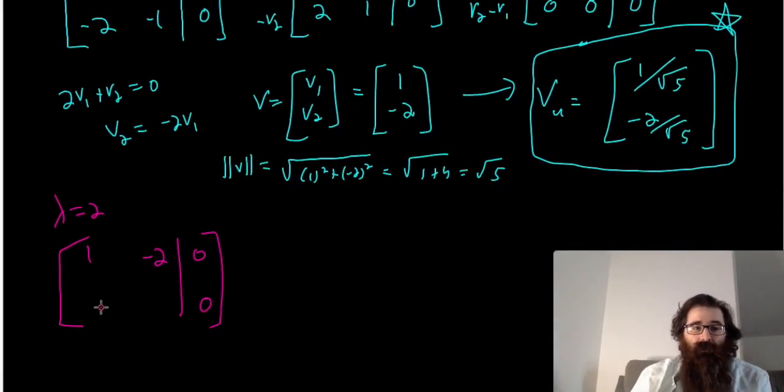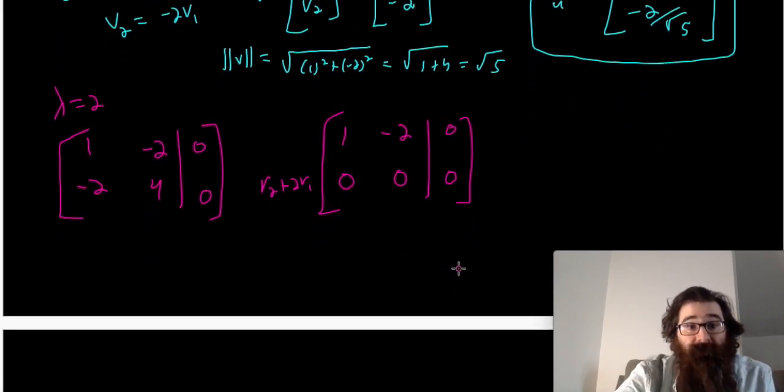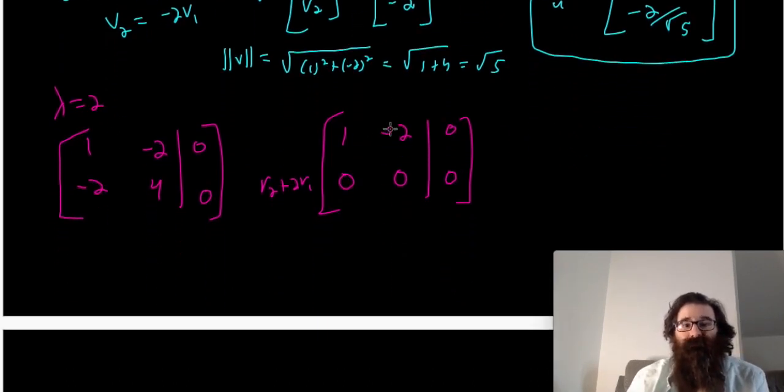And these rows look dependent. Scale if you want. I may just do a row replacement. I could say, well, let me replace row 2 with row 2 plus 2 times row 1. We all know what that's going to do. Negative 2 plus 2 times 1 gives me 0. 4 plus 2 times negative 2 is 4 minus 4 gives me 0. 0 plus 2 times 0 gives me 0. So that was fast. And here, what am I left with to work with? Well, I have v1 minus 2v2 equals 0, or v1 equals 2v2.